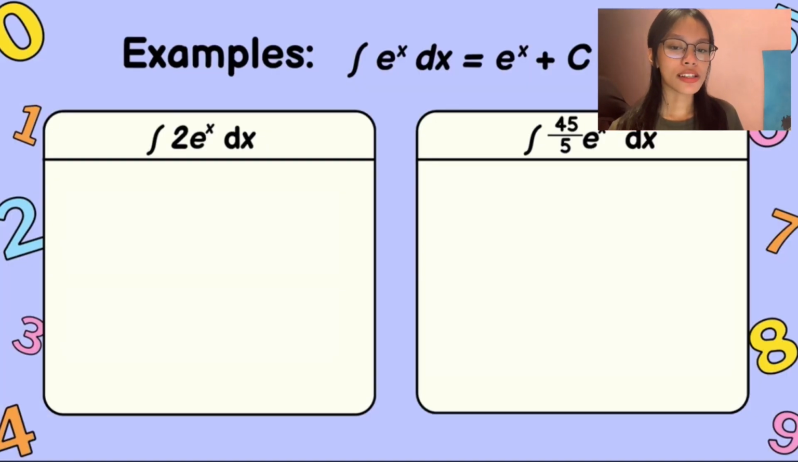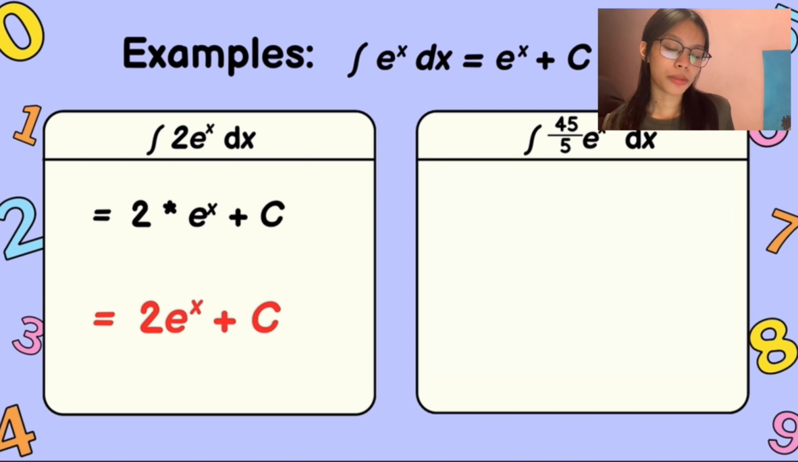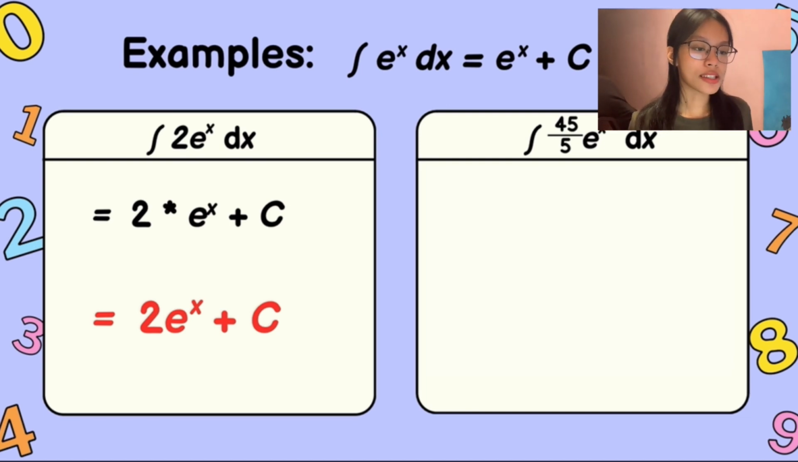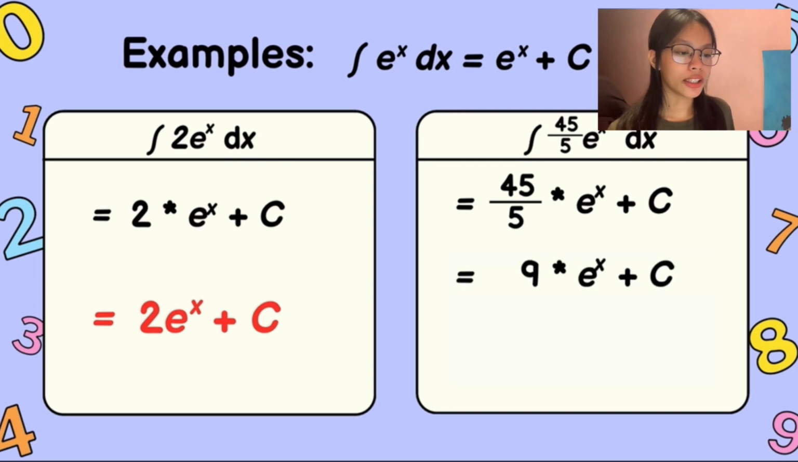An example of that is 2e raised to the power of x dx. You will only need to multiply 2 and then you will get 2e raised to the power of x plus c. Another example of that is this one. You will only need to simplify and then follow our procedure. 45 over 5 is 9, so we bring down 9 and then multiply it to e raised to the power of x plus c. So we will get 9e raised to the power of x plus c.